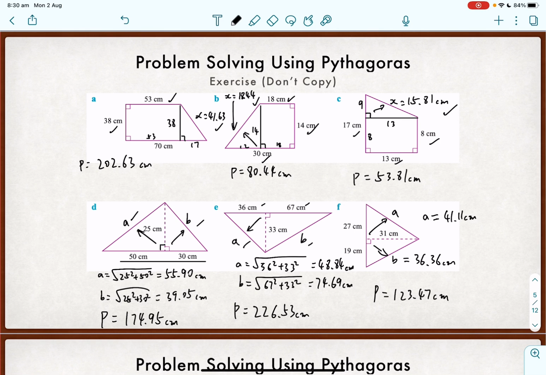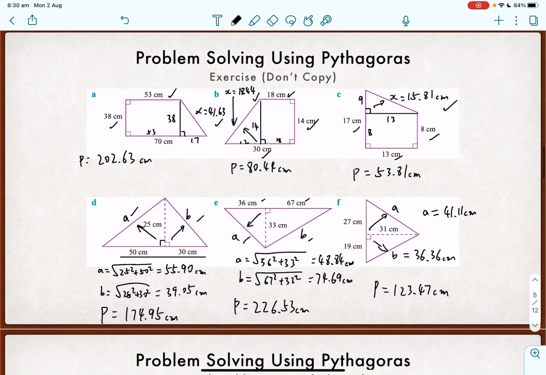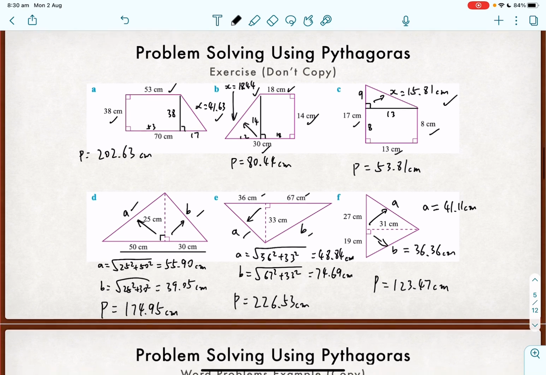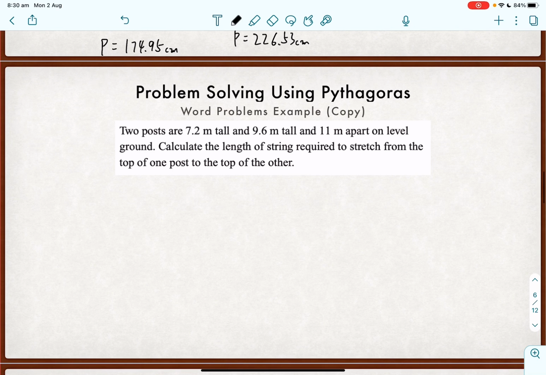Now, let's move on to something a little more complicated, where they describe the situation to you. So for example, here two poles. So first things first, you always draw a diagram. So you got level ground. You got one pole here at 7.2 meters high, and the other one's 9.6 meters high, and then they're 11 meters apart.